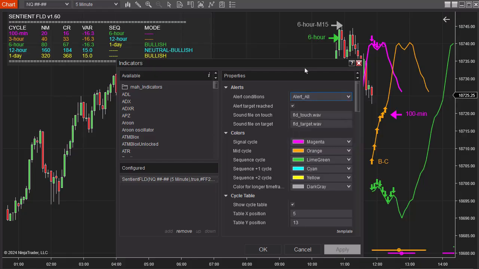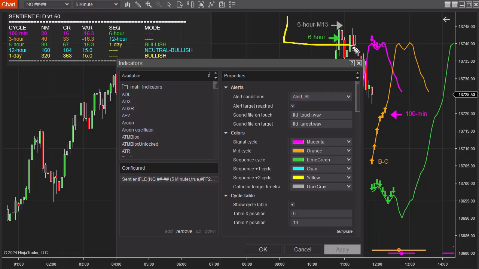The next option under our alerts properties is to be alerted when a target is reached. This can be checked or unchecked. The targets are of course a very powerful feature of the Sentient FLD indicator. In fact, you have probably noticed these targets at the top of this price move just several minutes ago. Well, this is a 5-minute chart, so I suppose about 45 minutes ago.